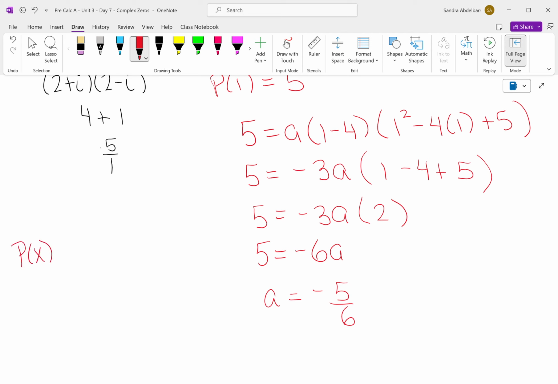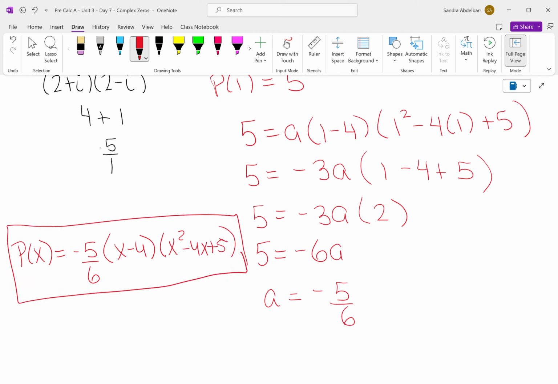So now what is our function going to be? P of x will be negative 5 over 6 times x minus 4 times x squared minus 4x plus 5. Do we need that negative 5 over 6 in front? Yes. All right. I wanted to give you one to try on your own, but I guess there's not enough time for that. We are done.